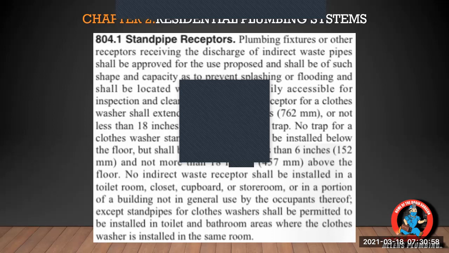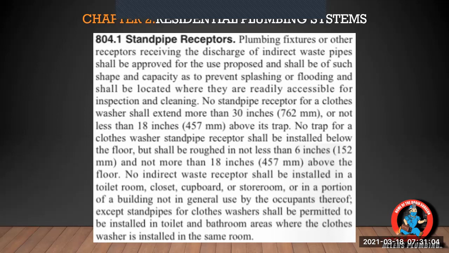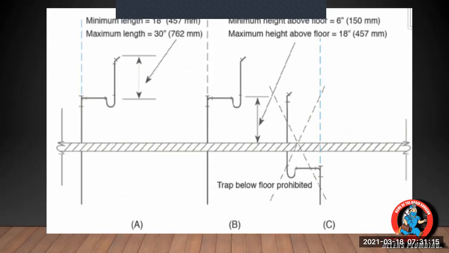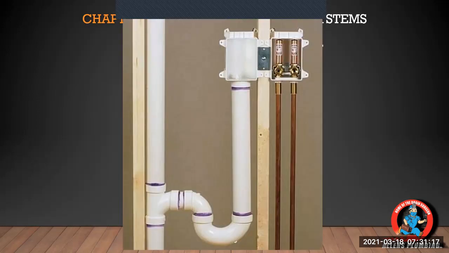So this is another code which pertains to our washer drains. No standpipe receptor for a clothes washer shall extend more than 30 inches or not less than 18 inches, which is what they're talking about. Let's go back to this picture real quick. They're talking about this right here. This is the standpipe. This shouldn't be more than 30 inches long and no less than 18 inches.